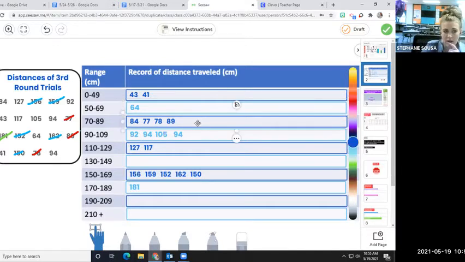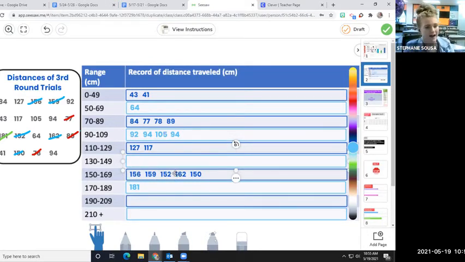In the third range, you should have 4 measurements: 84, 77, 78, 89. In the next range, you should have 4 measurements: 92, 94, 105, 94. In our next range, you should have 2 measurements: 127, 117. Nothing in the 130 to 140 range.